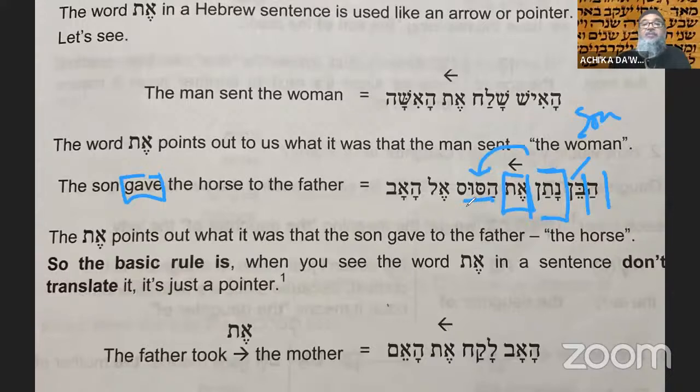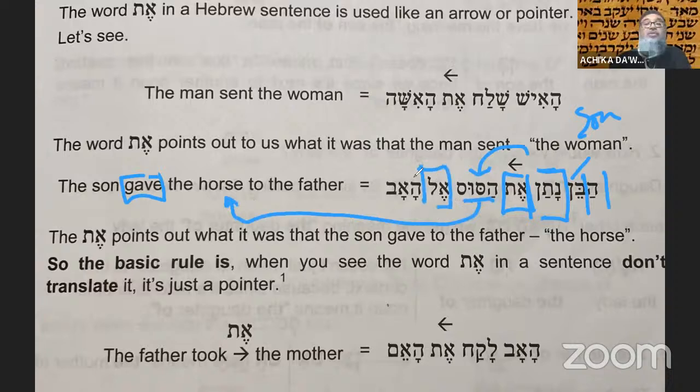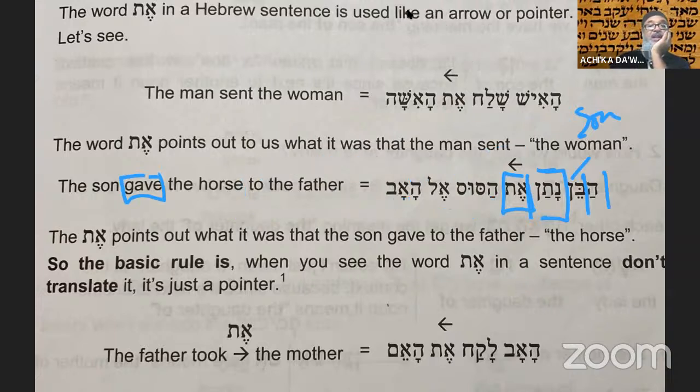the sus is what? Horse. And this is the, and then this is father. So Habain Nathan et Sus el ha'av. Okay, good job. Excellent. So the eth is going to point out what it was that the son gave to the father, which is the horse, the sus.